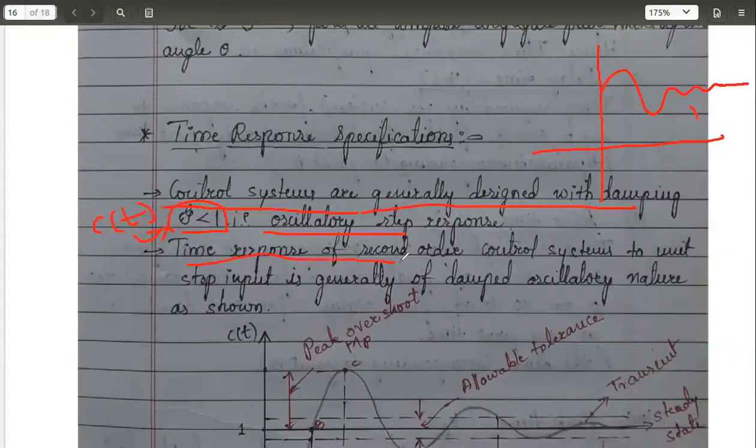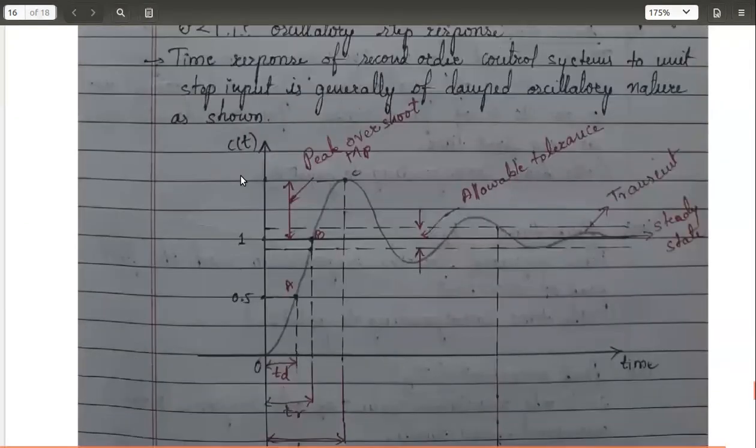Now, the time response of second order systems for the unit step is generally damped oscillatory in nature. This figure is damped. The oscillations exist, however, as the time progresses, these oscillations tend to decay exponentially. So this is one graph I have shown you here. This diagram is very important. Here, some of the specifications I have marked.